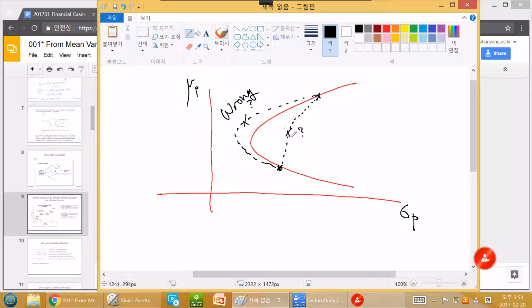But what if this one? This is the more interesting case. This is a usual intuition, right? If we combine only two assets, we cannot do better than combining hundreds of assets, right? That's usually true. But actually this is not true. So let me explain this one.